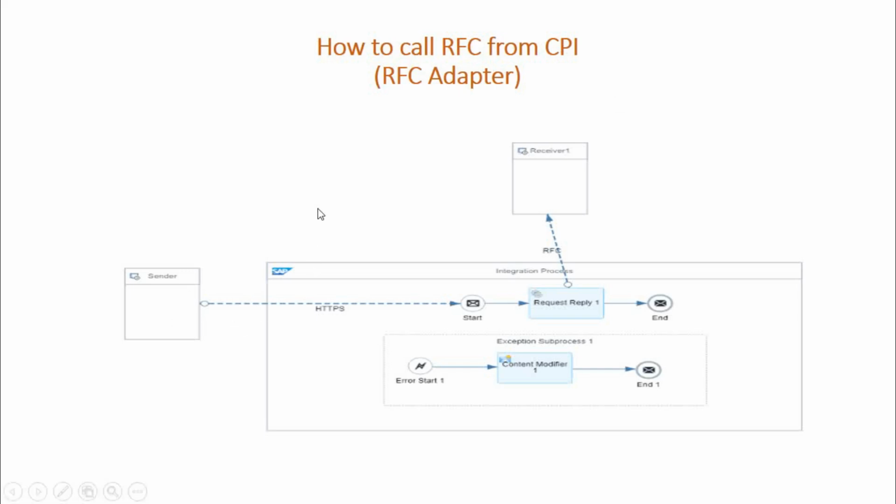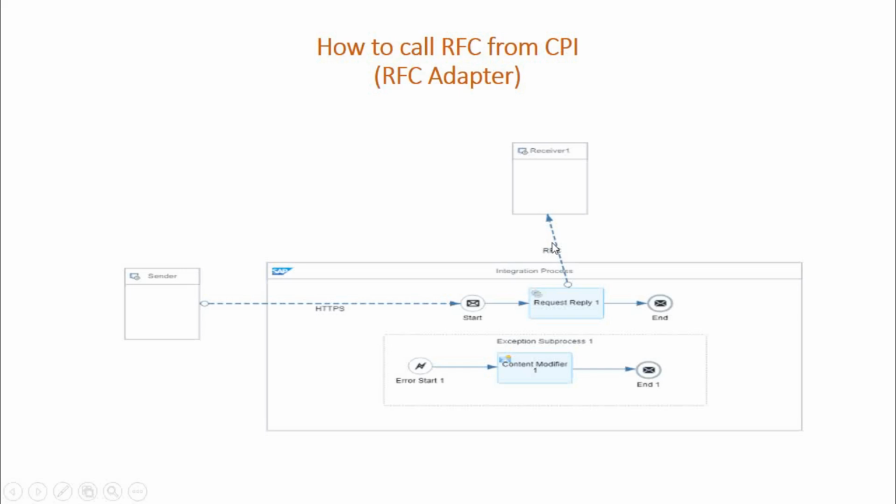from the CPI iFlow. So now you can see the picture. This is a very simple blueprint of consuming an RFC inside the SAP CPI. Okay, so Postman or whatever external system will call the integration flow adapter as the endpoint. Then the request reply will set up a connection to our SAP system through an RFC adapter.